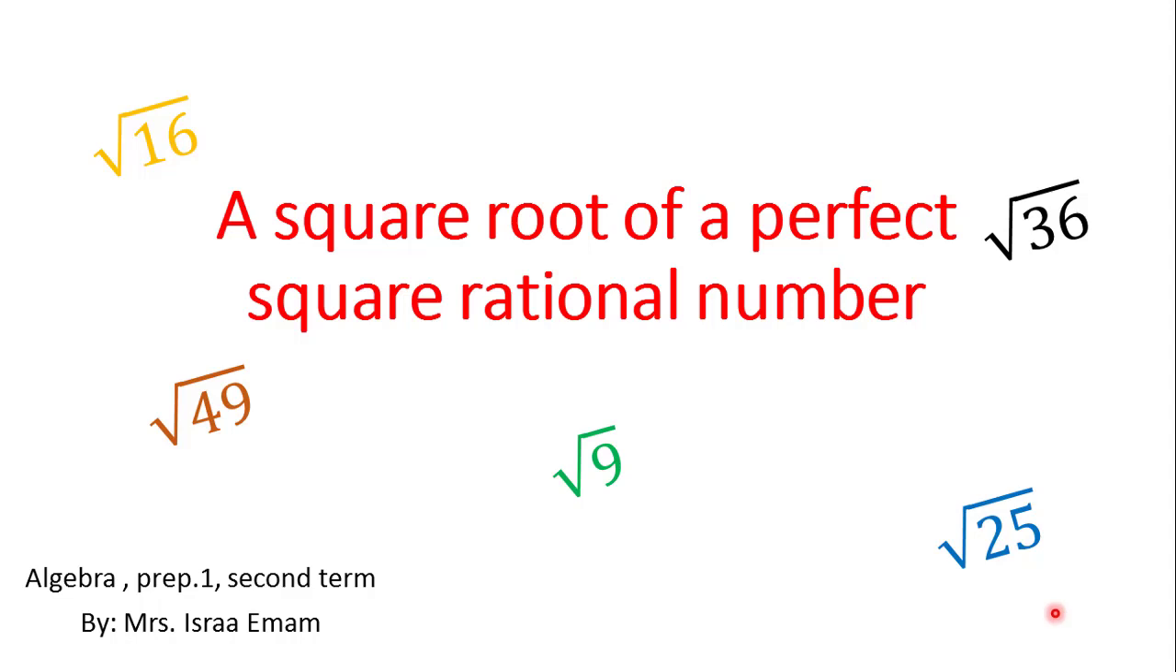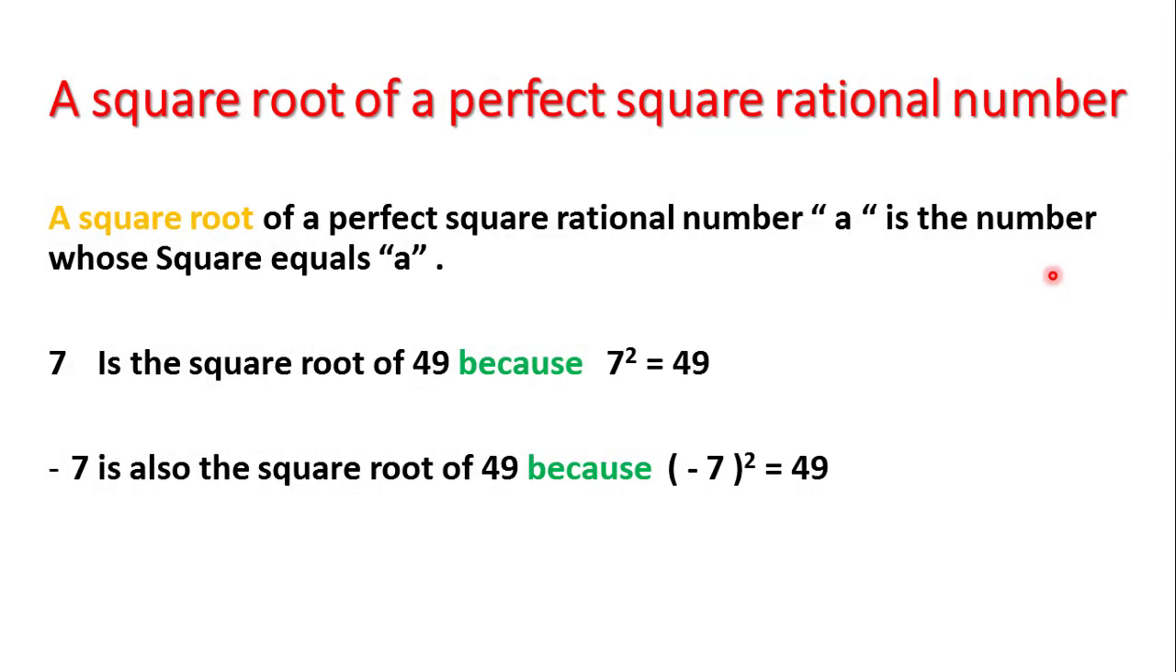Our session today is about the square root of a perfect square rational number. What do I mean by a perfect square rational number? It's a rational number. If you find a number that multiplied by itself gives this number, then this is a perfect square. For example, 16 is a perfect square. Why? Because 4 times itself is 16, or 4 power 2 is 16. Also, 36 is a perfect square because 6 power 2 equals 36.